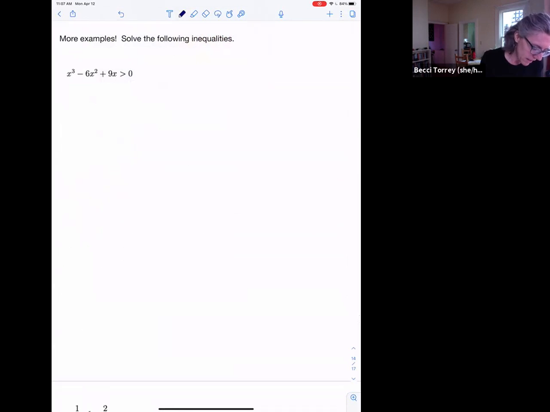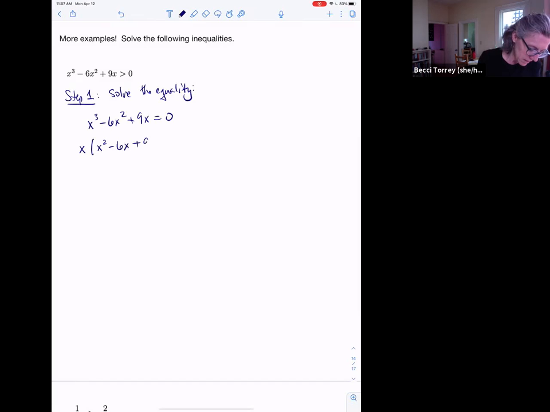So here, again, our step one is solve the equality, where it's equal to 0. So x cubed minus 6x squared plus 9x equals 0. Again, in this case, we have a factor of x in each term, so we can pull that out. x times (x squared minus 6x plus 9) equals 0. And then we factor the x squared minus 6x plus 9. So we have x times (x minus 3) times (x minus 3) equals 0.